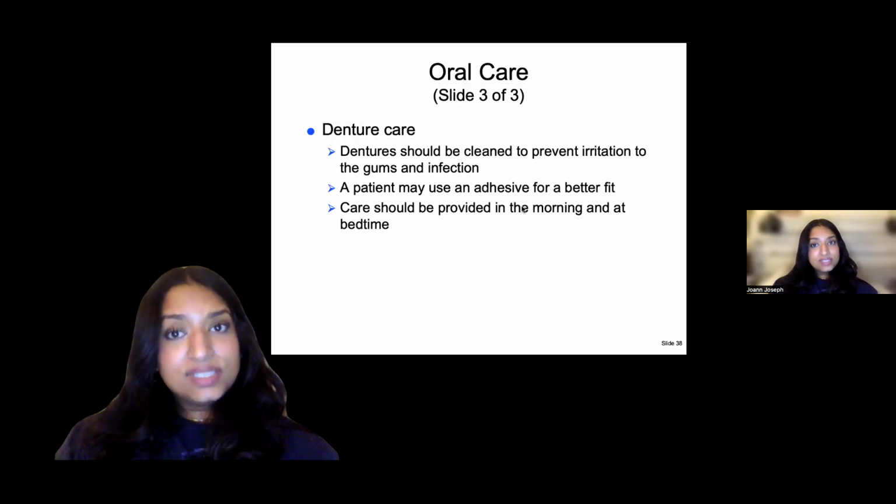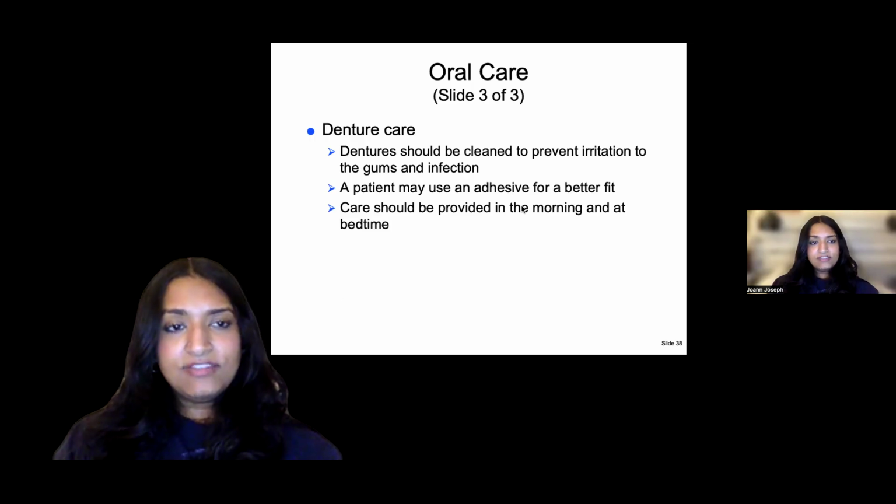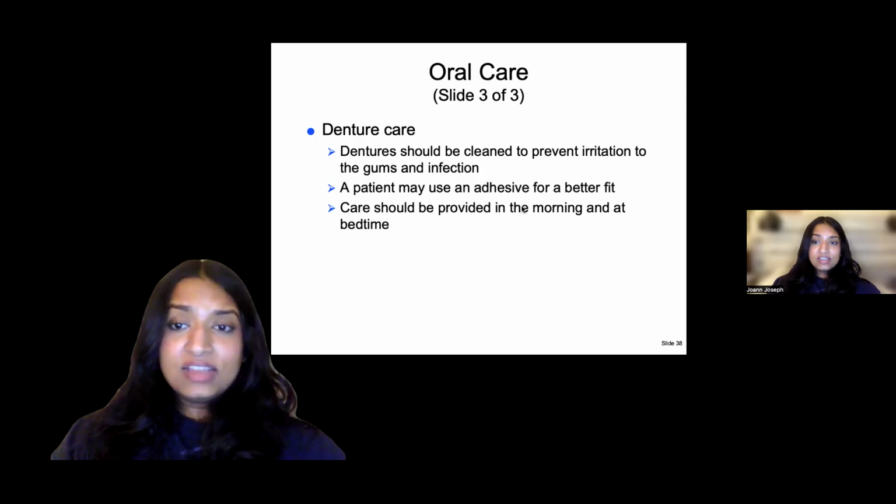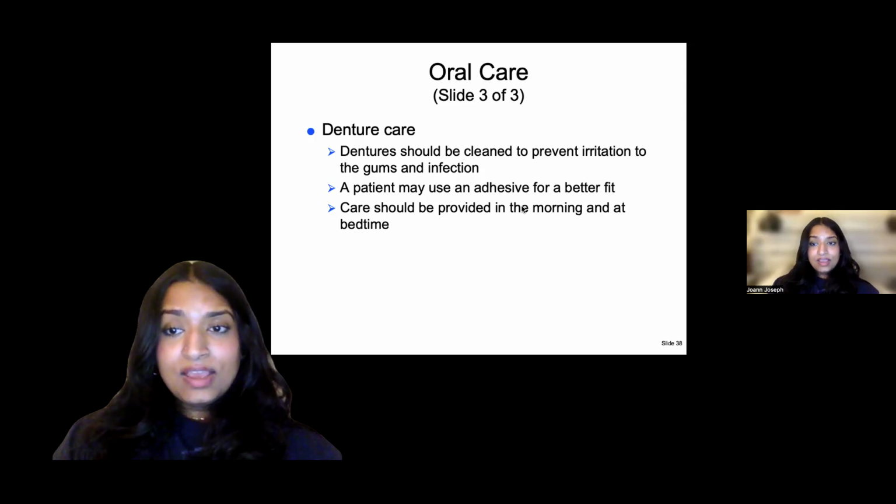Oral care, so this is the denture care. Dentures should be cleaned to prevent irritation to the gums and infection. A patient may use an adhesive for a better fit. Care should be provided in the morning and at bedtime. When dentures are not in the mouth, they need to be labeled and placed in a container with water or normal saline to keep them clean and moist.